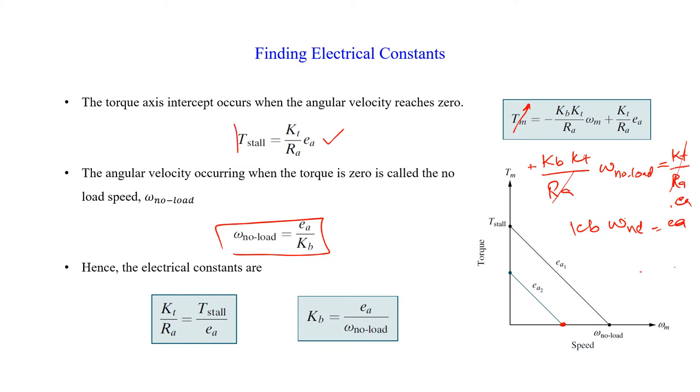So now these are two equations for T stall and no load speed. From these two expressions we can find the electrical constants of our interest, which were Kt by Ra, and we can find Kt by Ra from the first equation, and the final expression for Kt by Ra is written here. And from the second equation we can find the expression for Kb, and the expression for Kb is written here. So now we know how to find the mechanical constants as well as the electrical constants for the motor.